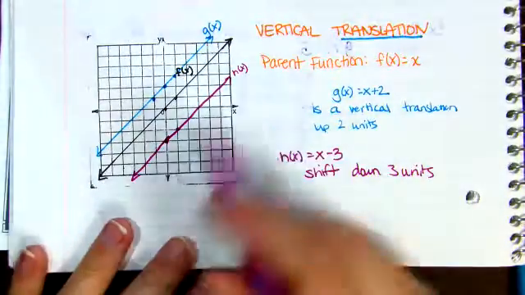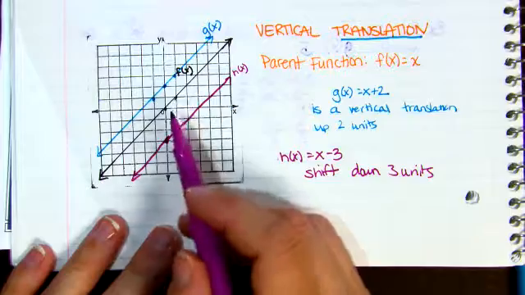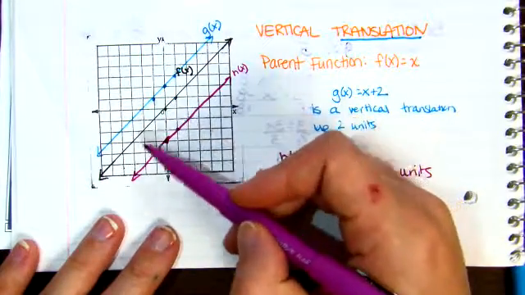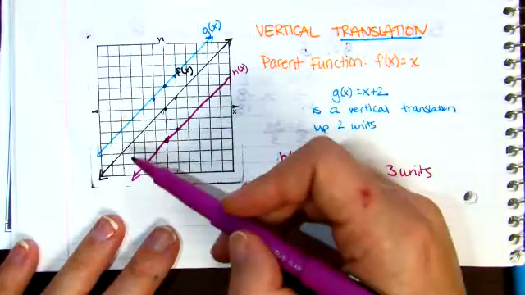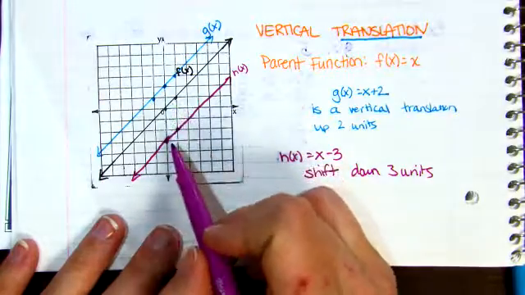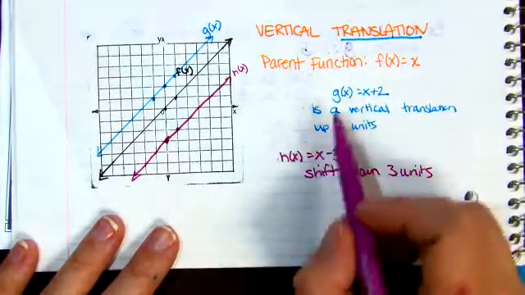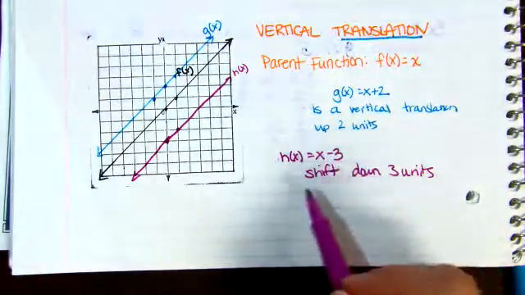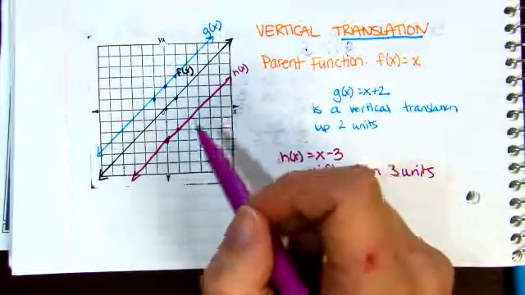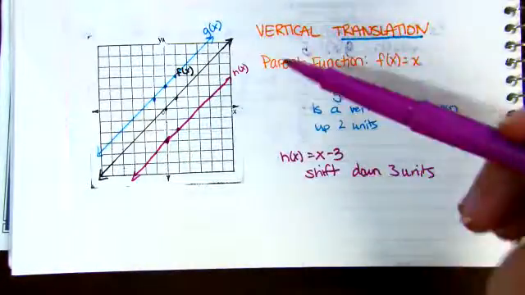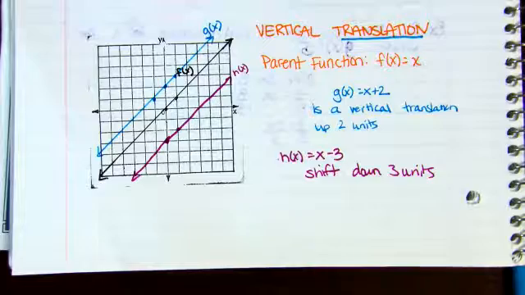So that's the general idea here, and you're just going to be comparing or basing everything on that f of x equals x and just describing how your new function, g of x or h of x, is just a translation or a change from the original parent function there.